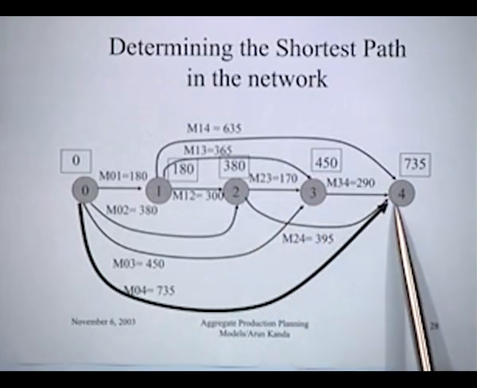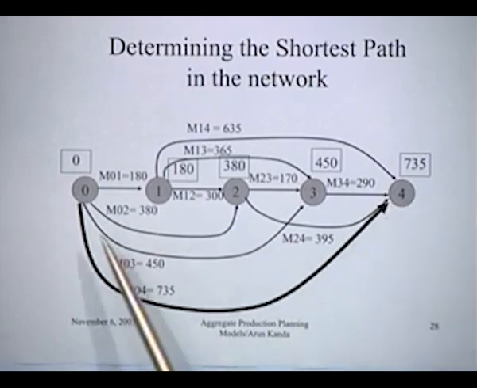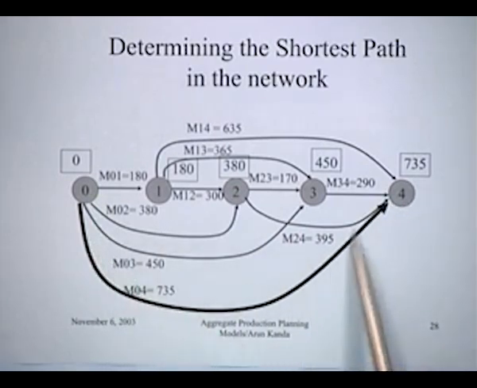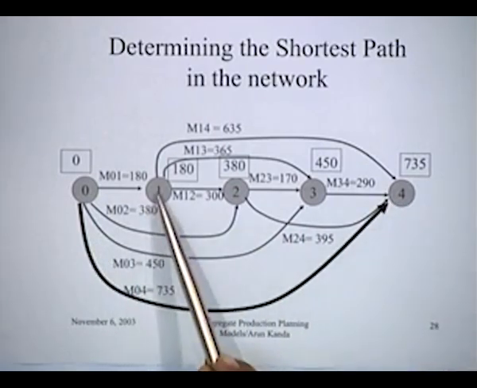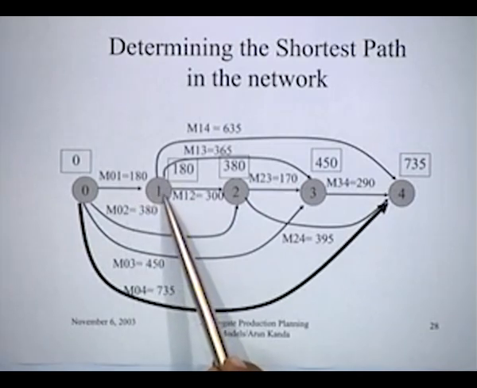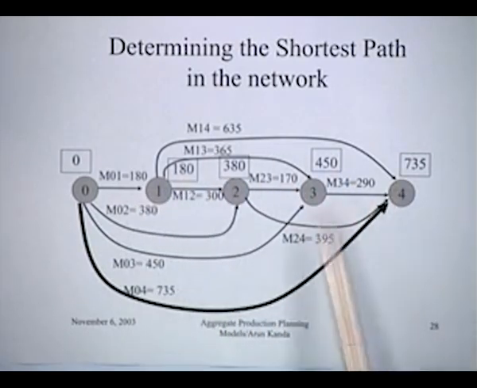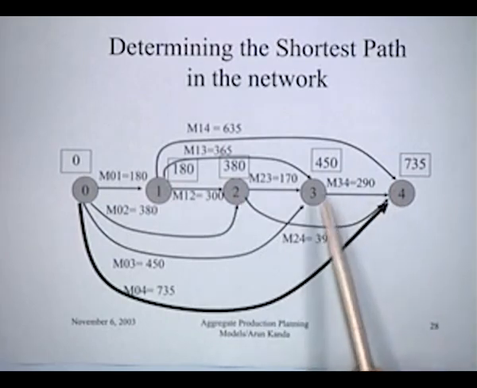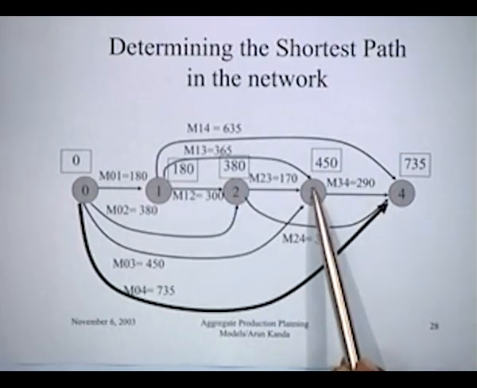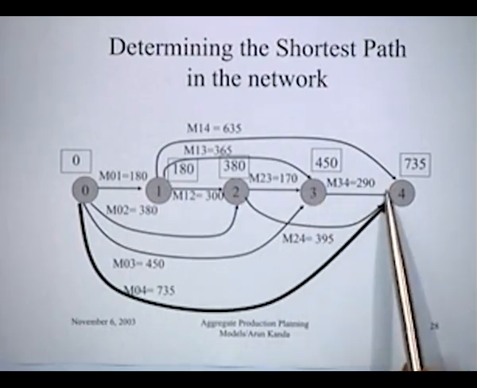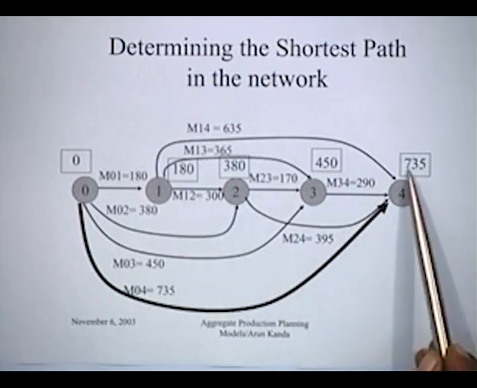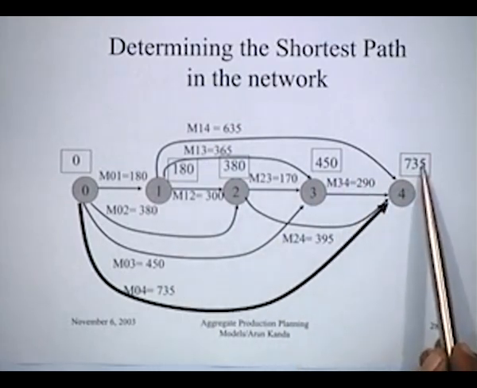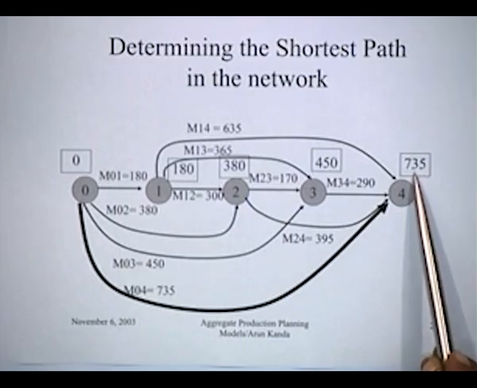And then finally when you come to node 4, you have to take the minimum over 4 values. Which are those 4 values? You will have M04, plus M1 plus M14, M2 which is 380 plus M24, and this is 3 which is 450 plus 290, and the minimum of these 4 values is 735.